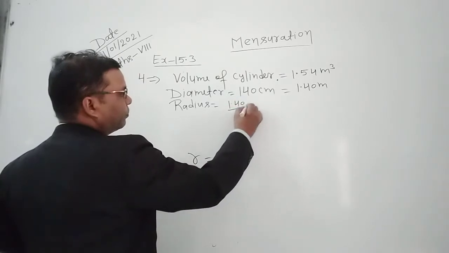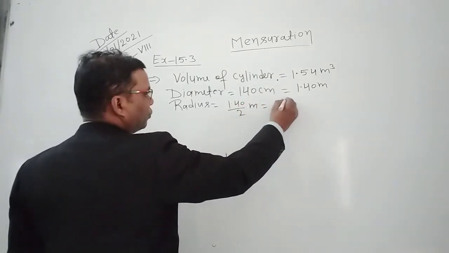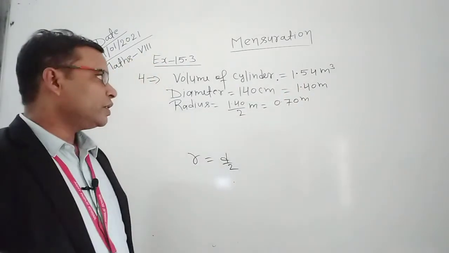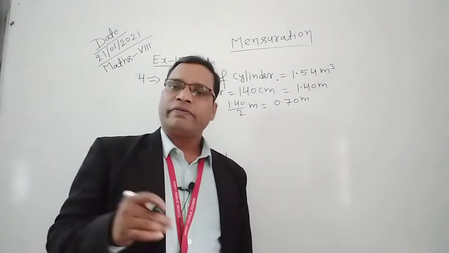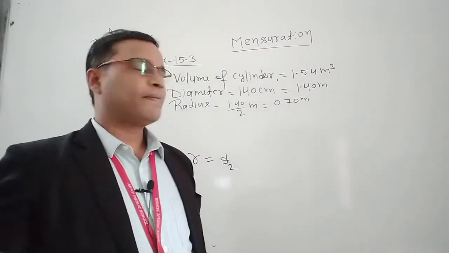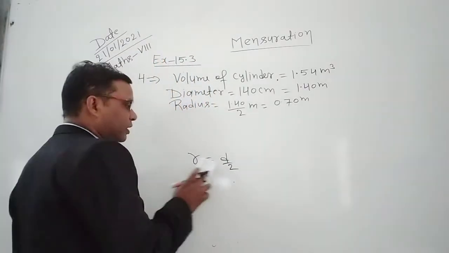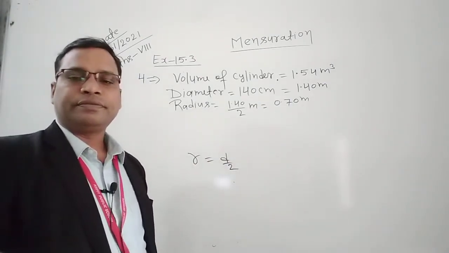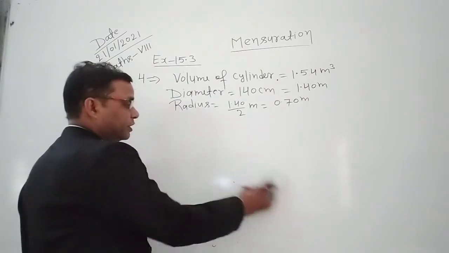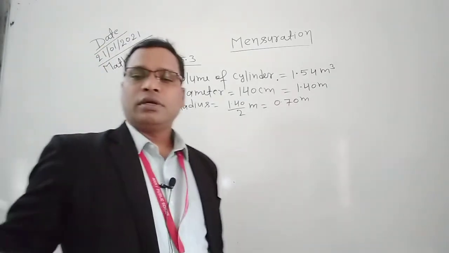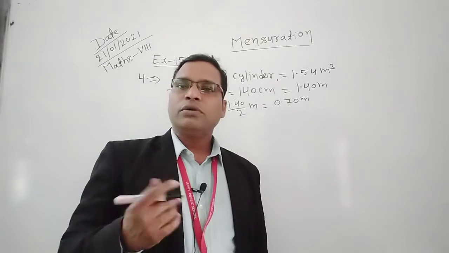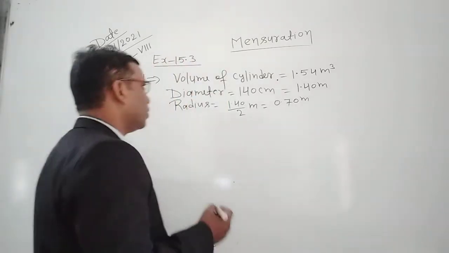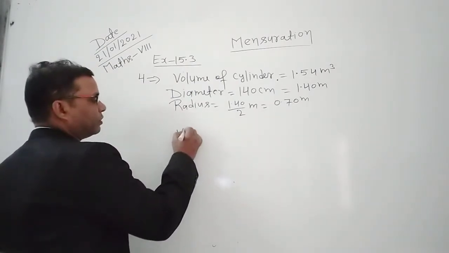1.40 by 2 meter. This is equal to 0.70 meter. This is clear? So students, you can see here, we find the radius of the cylinder. Now, this is the relation between diameter and the radius of the cylinder. So, you know the formula of volume of cylinder very well.